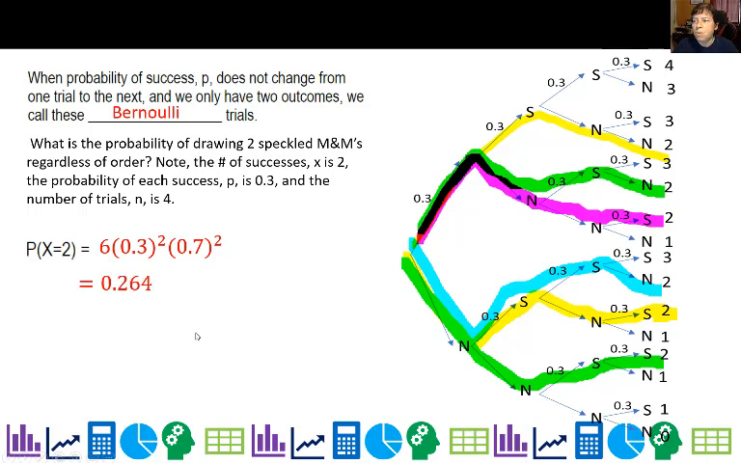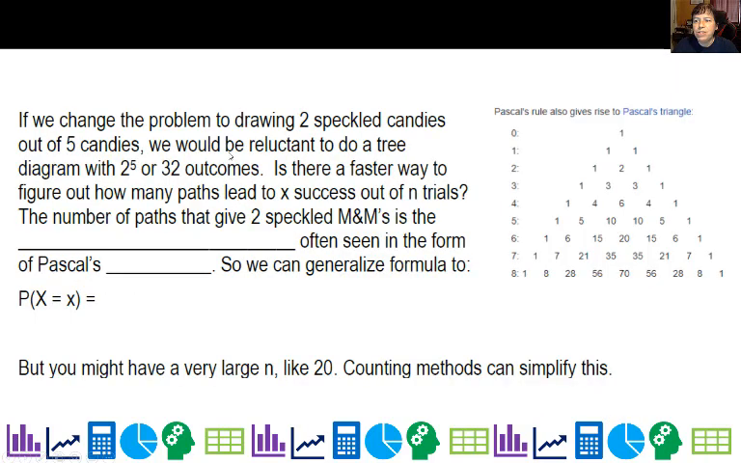All right. Well, if we change the problem of drawing 2 speckled candies to drawing 2 out of 5, then I would have 2 to the 5th, I would have 32 branches. That's too much work for me to do. I don't want to have to draw a tree diagram every time I'm doing a binomial distribution. So is there a faster way to figure out how many paths lead to my specified number of successes?